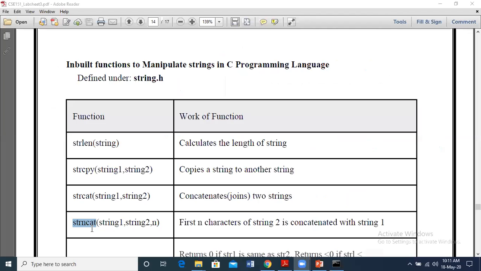So here we have seen that we need to mention what is string 1, what is string 2, and what is n. These are all parameters within the brackets that we have to give. So these are like giving input to that function. So it will take string 1, and n characters of string 2 will be added to string 1. So if we have to display the output, we have to display string 1.